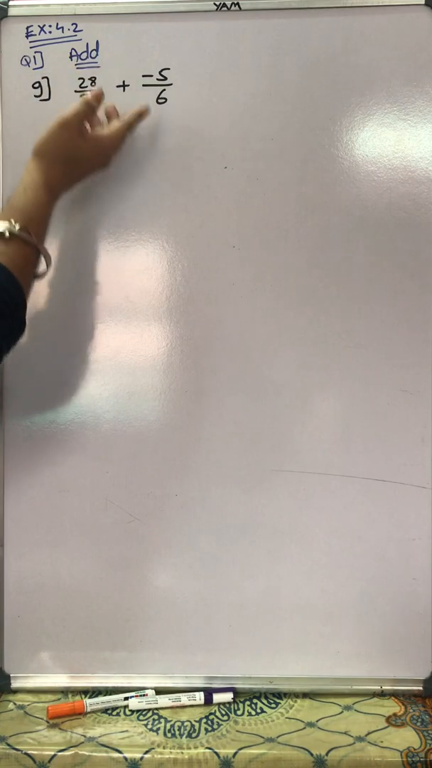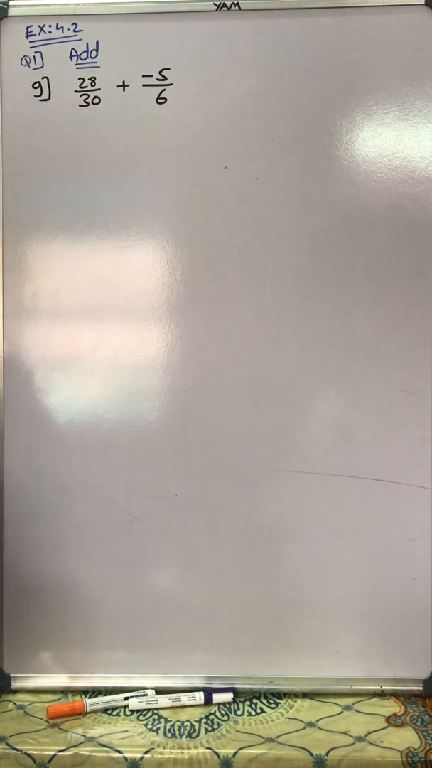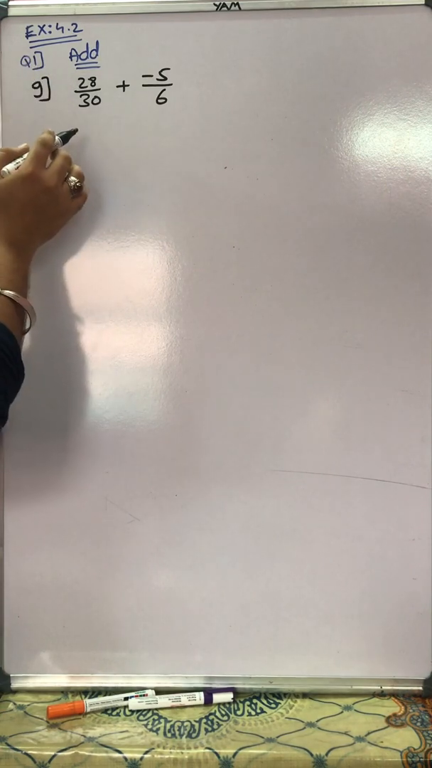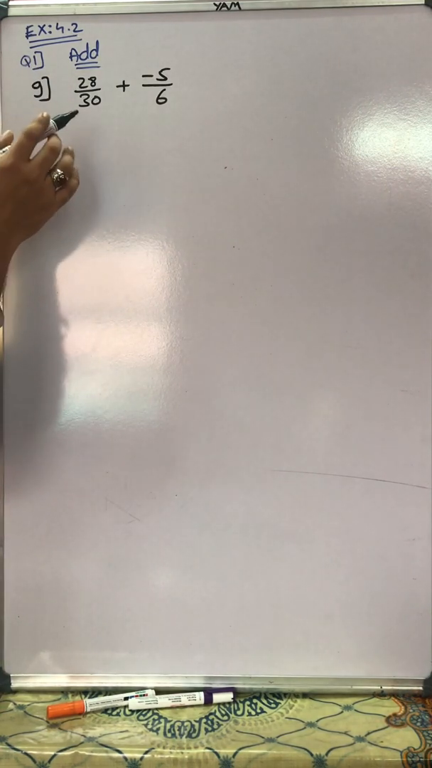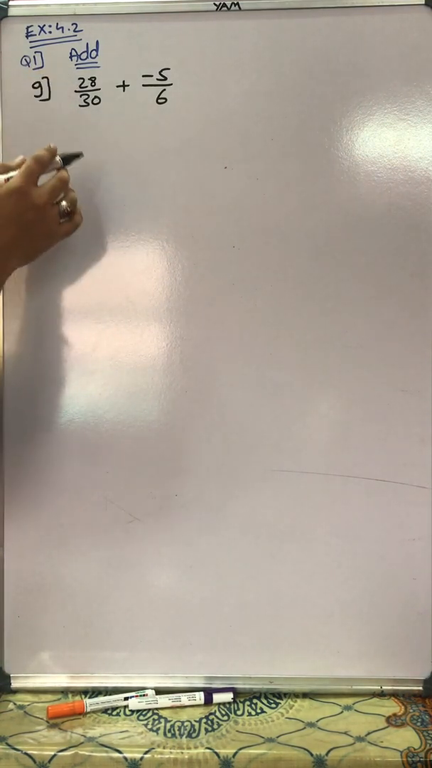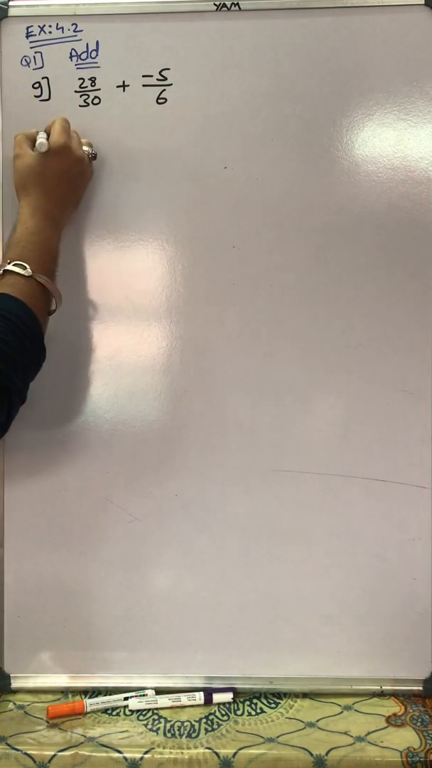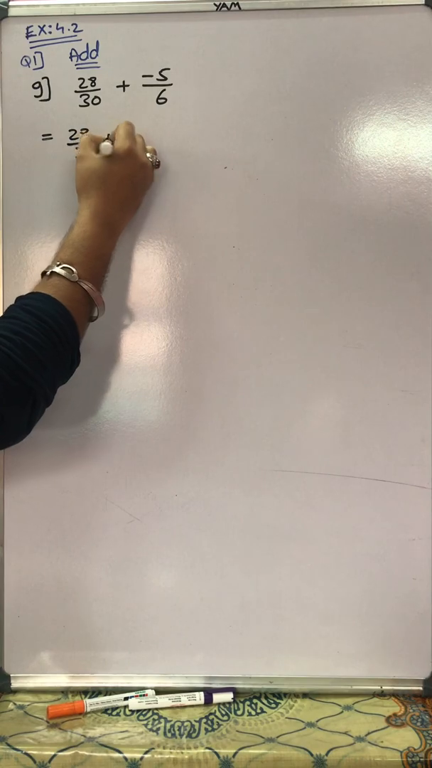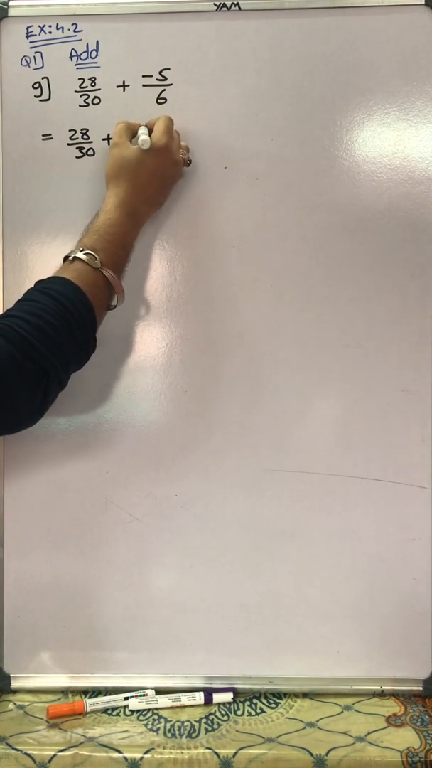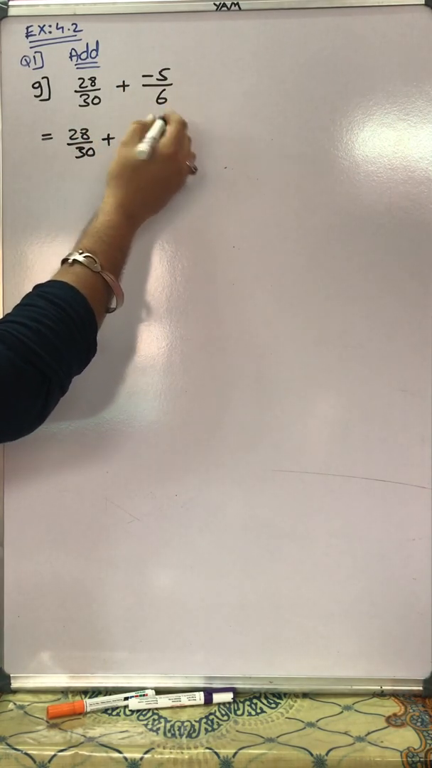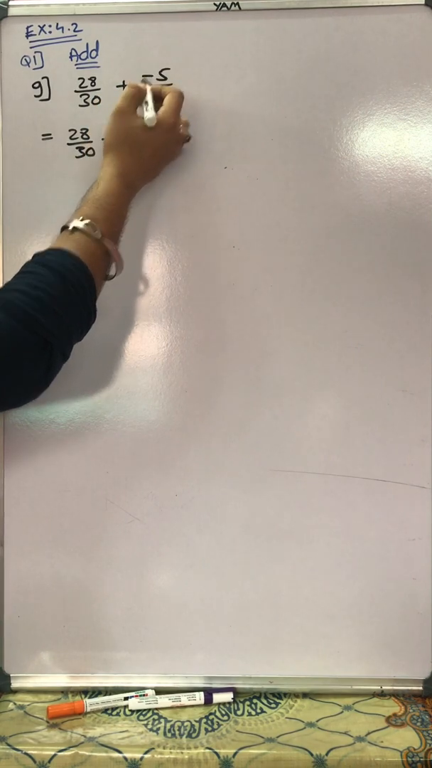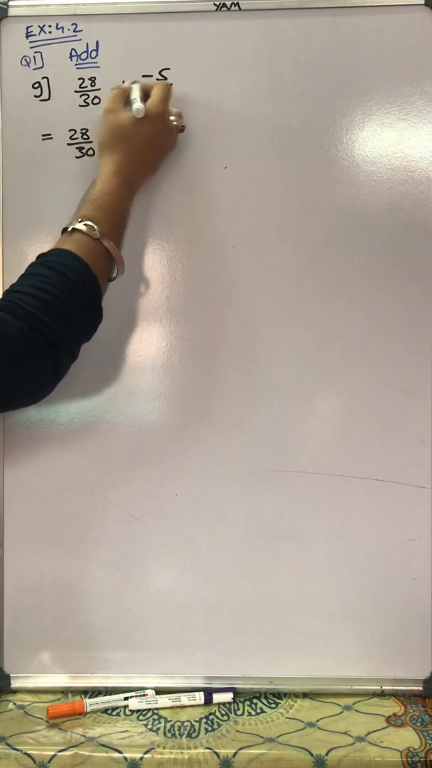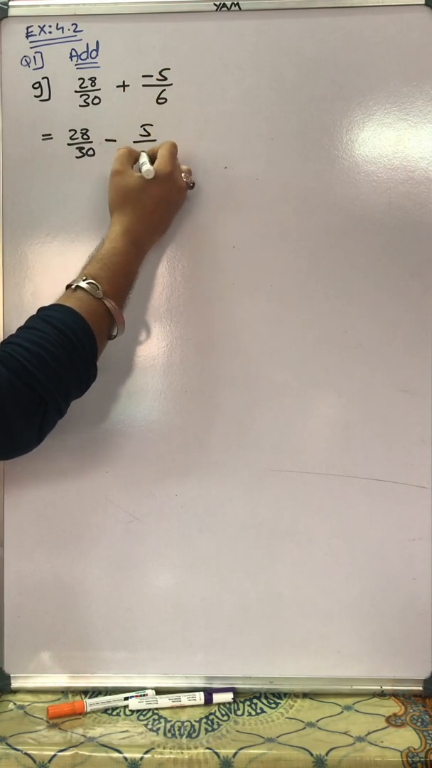Question number 1, add. We have to add the 2 numbers. The basic thing is, if we can see that any of the fractions can be reduced to some extent, we have to reduce it. I'll start with the solution. 28 upon 30 plus minus 5 upon 6. Students, I can see here it is plus and here it is minus, so I can write minus, because plus minus becomes minus. So it becomes 5 upon 6.